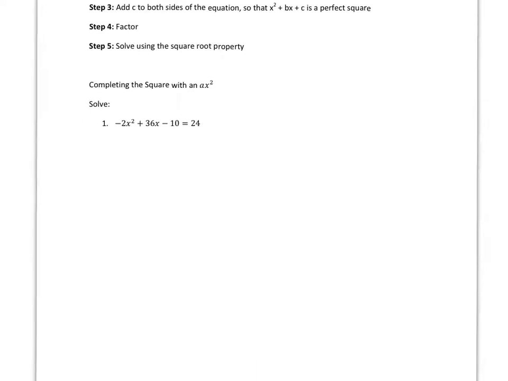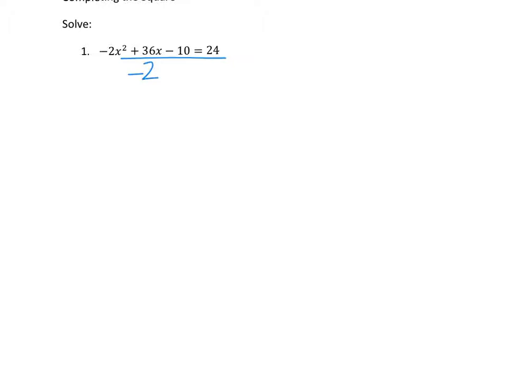So let's take a look at the first example, completing the square with an ax squared. Now what's different about today is that we have a number in front of x squared that will not be 1, so different than what we've practiced before. I'm going to zoom in here, and the first thing we must do is divide everything by -2 because we want that first term, like I said, to be a 1.